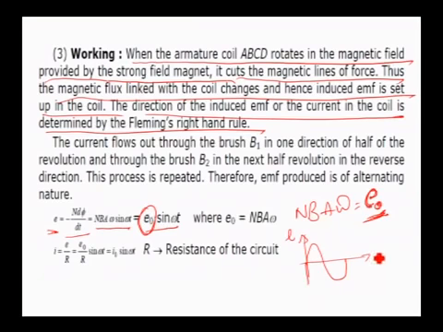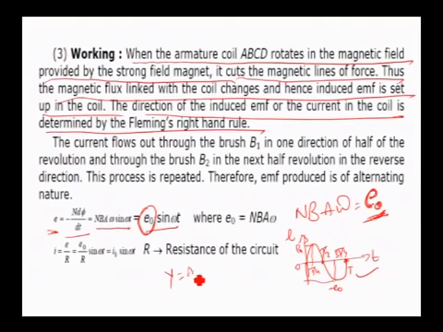If this is the EMF and this is the time, if this is time 0, exactly at T by 4 it reaches peak value. So this is E naught, and after T by 2 seconds it becomes 0. Next in 3T by 4 seconds it reaches minus E naught, the negative maximum. Then in T seconds it has completed its oscillation.